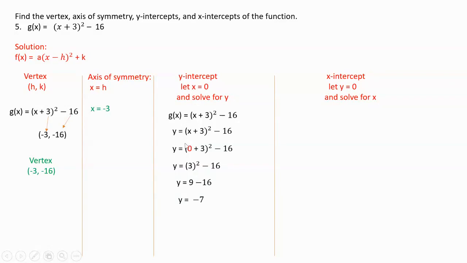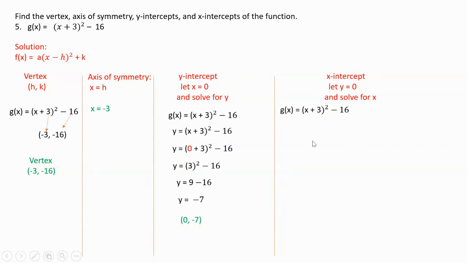Because this one here, you can do it without doing all the work. For example, if you let that equal to 0 at the beginning, then it'll be 3 squared. 3 squared is 9. 9 minus 16 will give us -7. But here I'm showing all the steps just in case you guys cannot do it with your heads from the beginning.